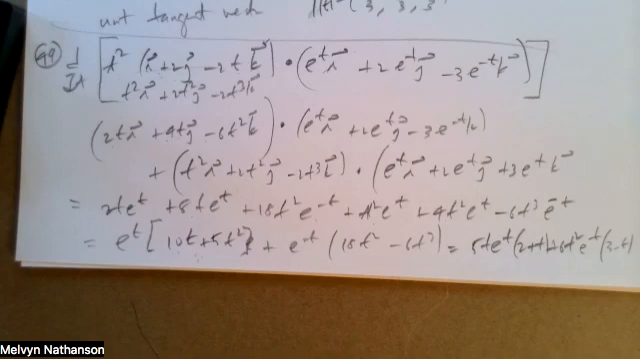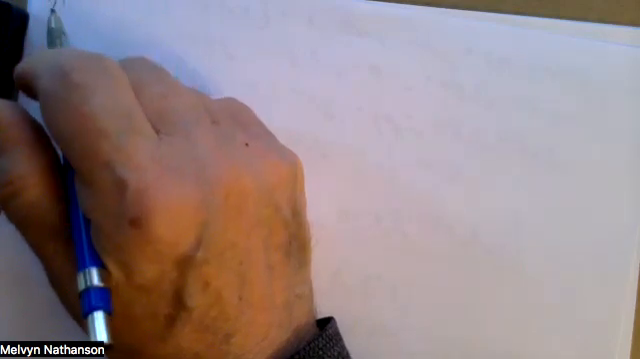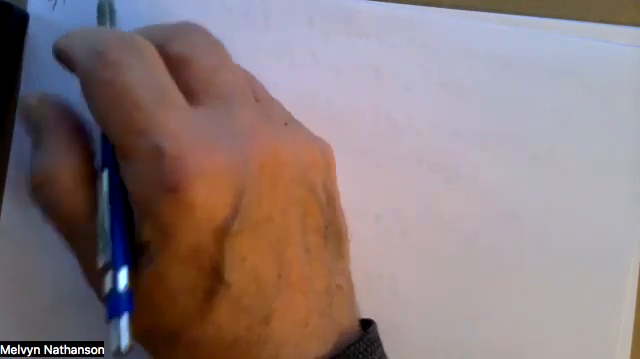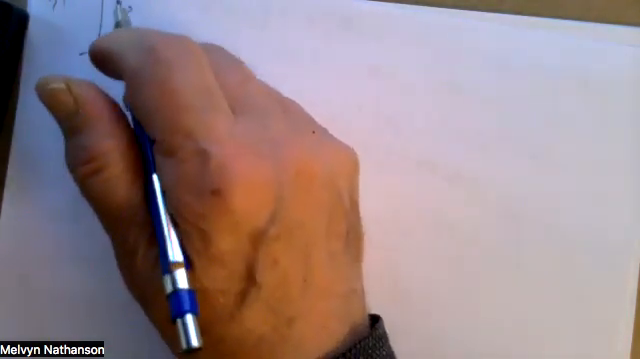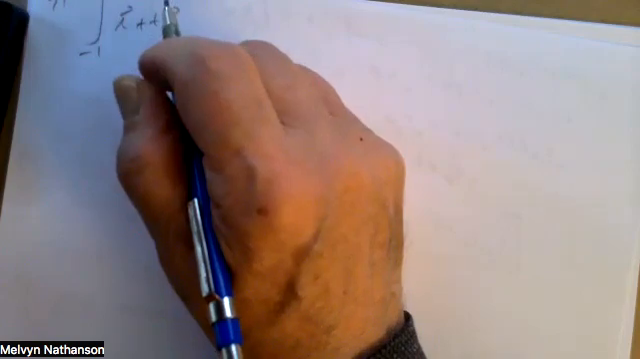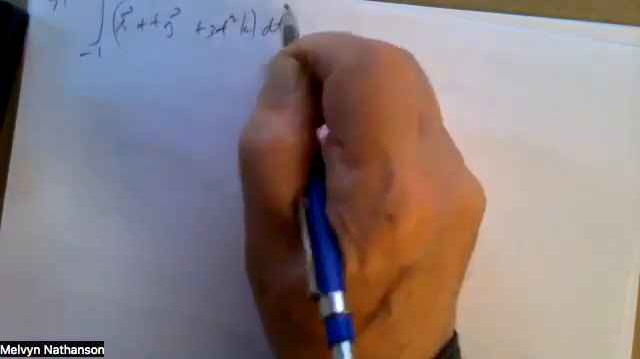Let's do a couple of problems from this homework involving integrals. So 71 is compute the definite integral from -1 to 1 of i plus t j plus 3t squared k dt.